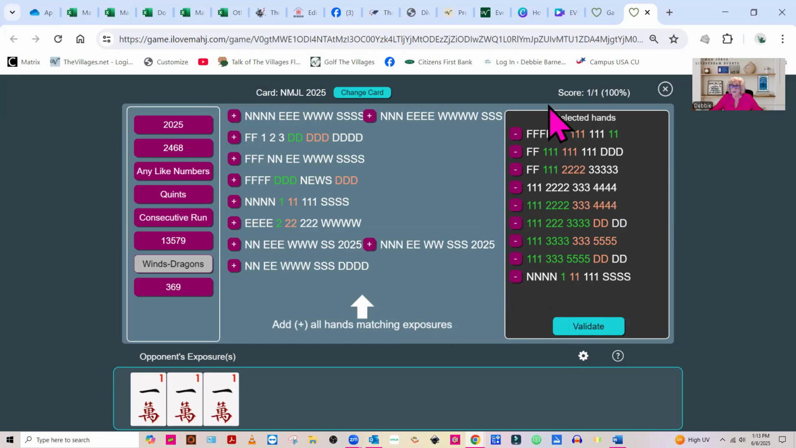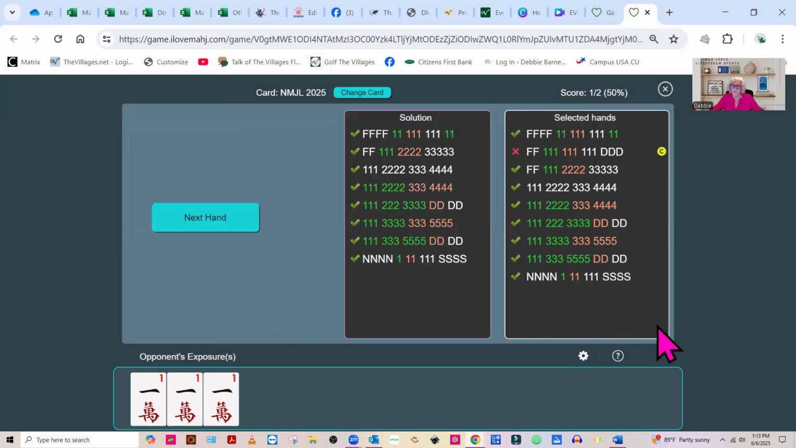I did do everything here so far that I thought was good. Oh, I got all of them right except for this one. That was the any like numbers and it was concealed. So remember I said to you that it won't let you do it. It'll show it wrong, but I wanted to give you an example of how it shows it to you incorrect. And it's right there because it is a C, concealed hand.